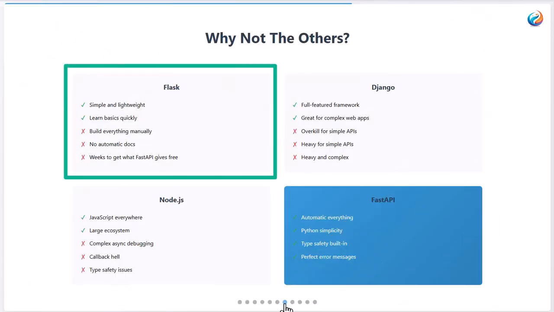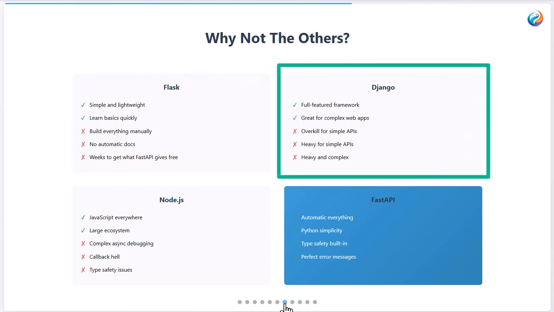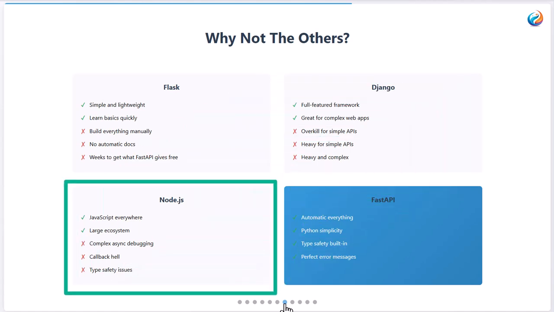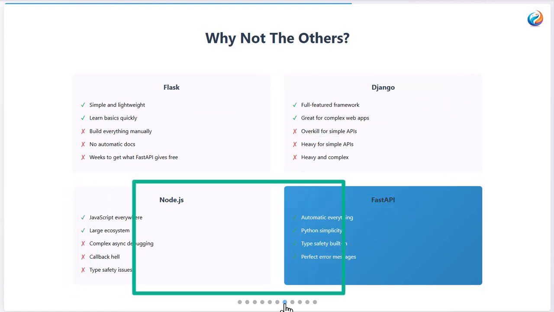So why not Flask? Flask is good, but I'd spend weeks building what FastAPI gives me automatically. Django? Great for complex web apps, but heavy for simple APIs. Node.js? JavaScript everywhere sounds cool until you're dealing with complex async debugging.